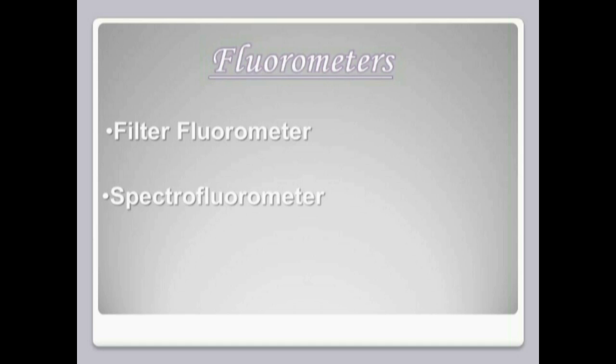The light passes through the sample to be measured, and a certain wavelength is absorbed while a longer wavelength is emitted. The emitted light is measured by a detector. By changing the optical filter, different substances can be measured.